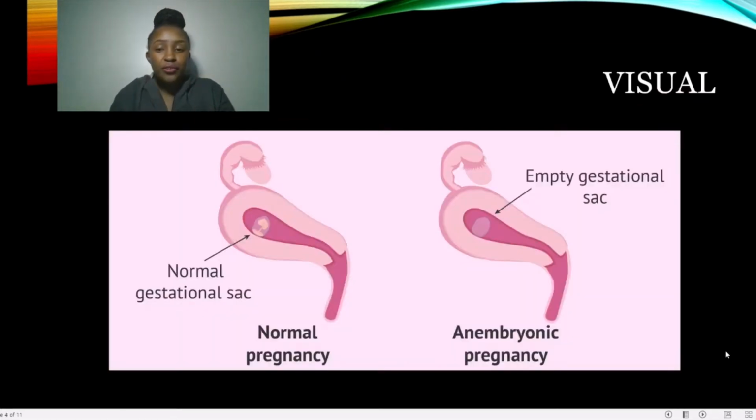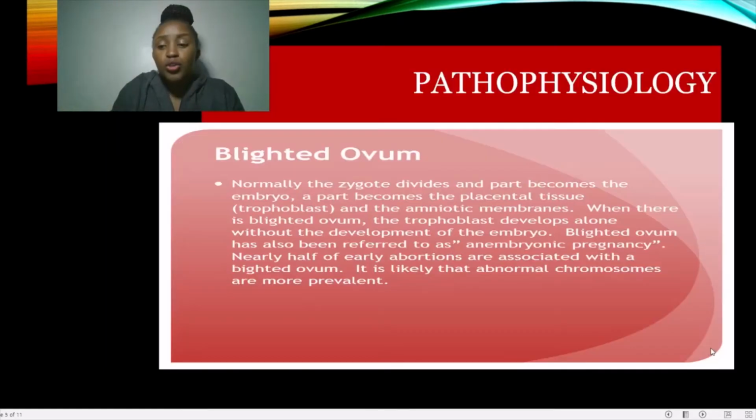So this is a visual comparison of normal pregnancy to an embryonic pregnancy, and what happens with normal pregnancy is that there will be a normal gestational sac that has an embryo developing. As you can see, there's a fetal pool in the first diagram compared to the empty gestational sac in an embryonic pregnancy.